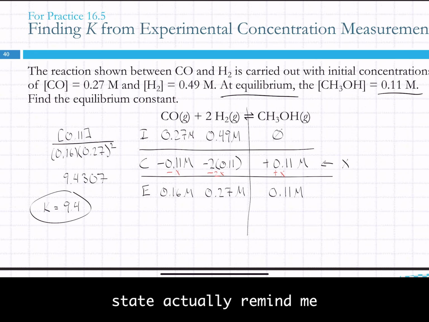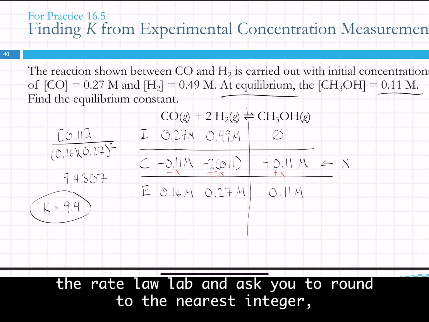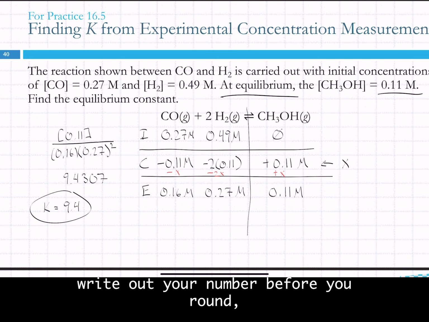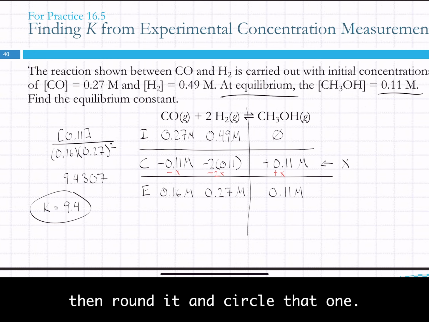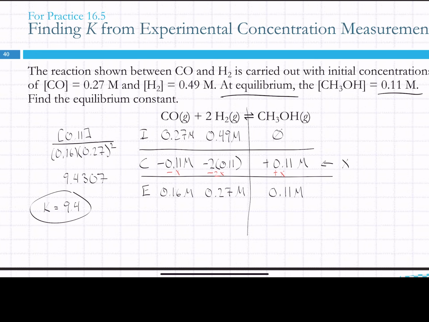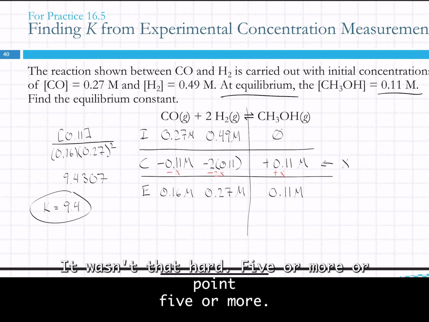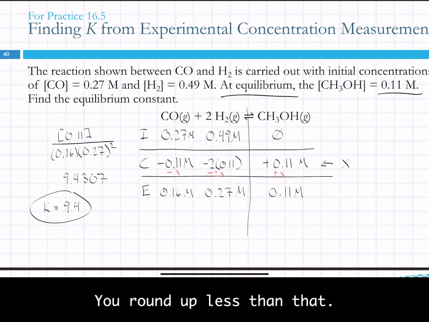This did actually remind me of, on your labs, even if the question asks, like on the rate law lab, it asks you to round to the nearest integer, write out your number before you round, then round it and circle that one. Because then it lets me see what you got, and it's a lot easier to assess, was that the correct rounding? For the last lab, it wasn't that hard. If it's 0.5 or more, you round up. If it's less than that, you round down.